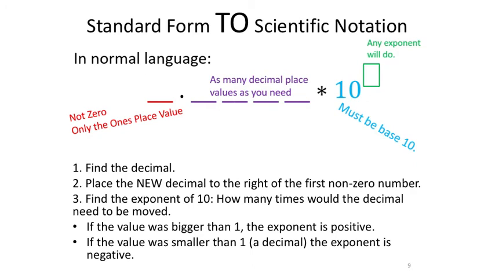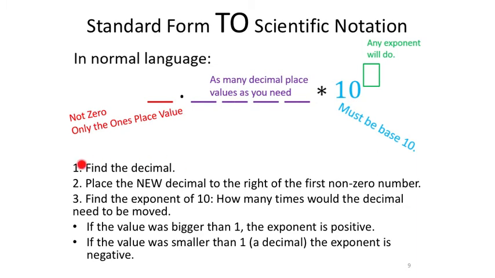So let's talk about changing standard form, just a regular number, to scientific notation, which is okay, you can do that. So we need to remember what scientific notation is. Remember, you can only have one digit in the ones place value, and it just can't be 0, that's it. It doesn't matter what comes after that. We know that we'll see it multiplied by base 10 with some exponent, okay?